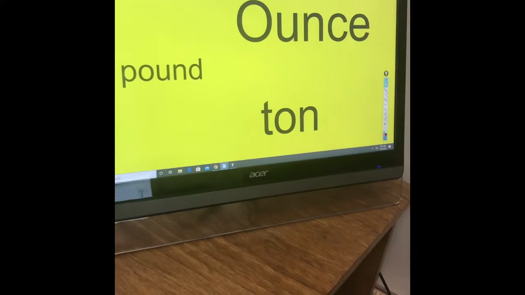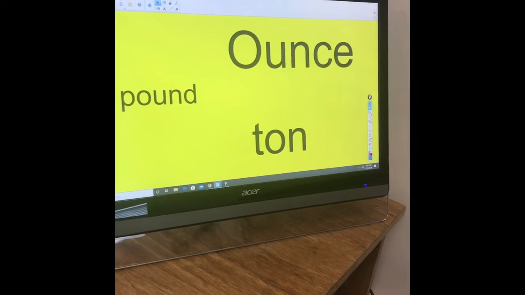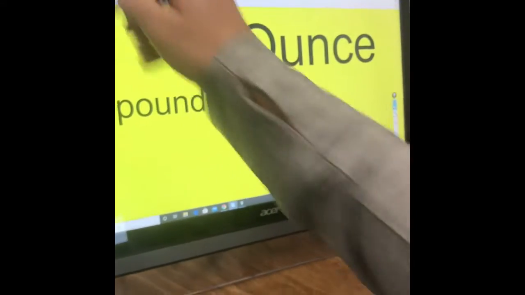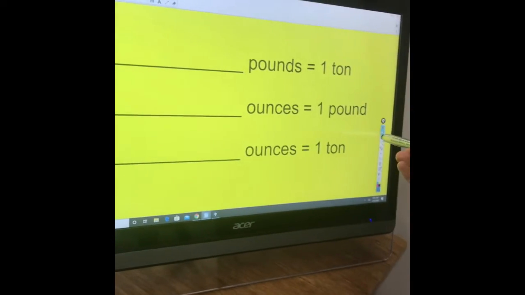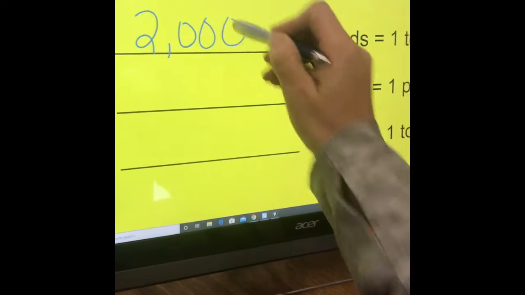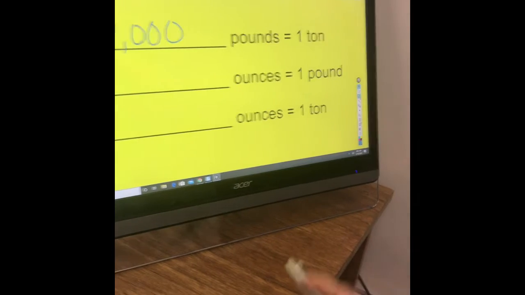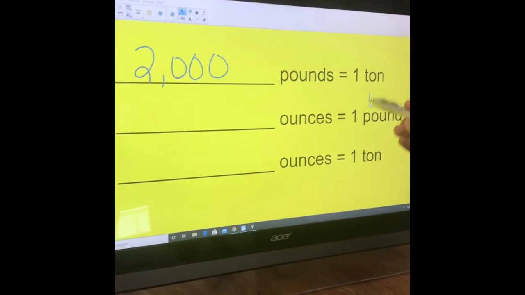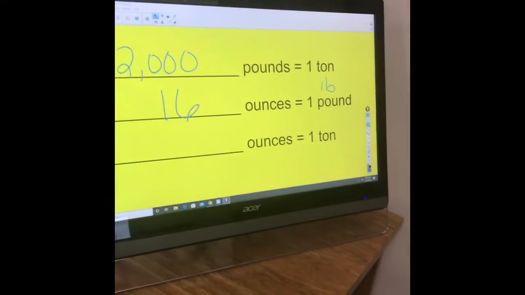I hope you realize that a ton is the biggest, a pound is in the middle, and ounces are the smallest when it comes to just weight itself. I assume you remember that there are 2,000 pounds in a ton. And I know you remember ounces because the pound abbreviation is LB, and it looks just like 16, so there are 16 ounces in a pound.